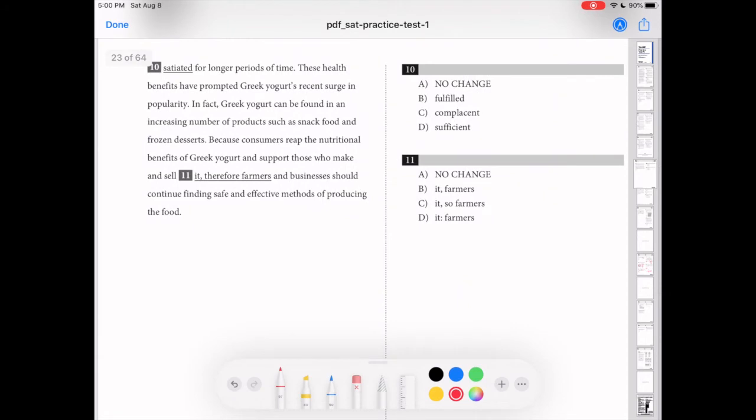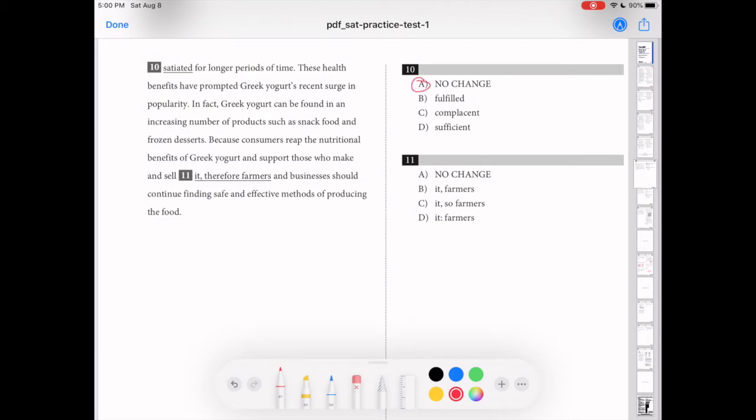Question 10. This is a word choice type question. These questions are all about word use, using the most appropriate sounding words in context. They can't be too silly, informal, or overly formal. While other options have similar meanings, satiated specifically means feeling full. The other options can be used in different contexts but aren't the best use here, so choice A is best.